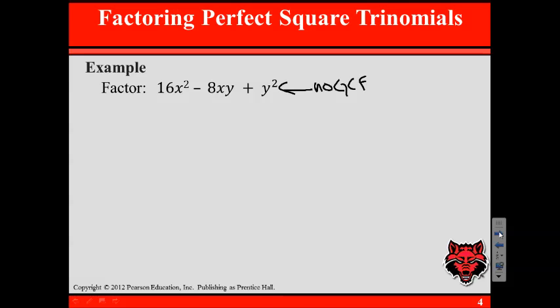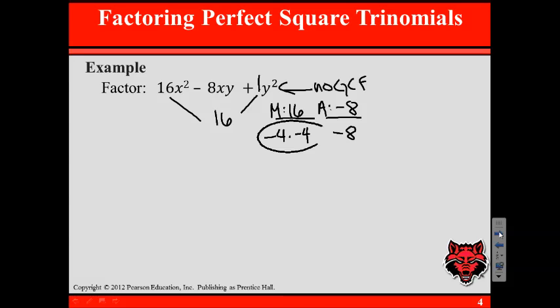Secondly, we multiply the coefficients from the first and the last term. This y squared has a coefficient of 1. So 16 times 1 is 16. We want two numbers that multiply to 16, but that add to the middle term, which is negative 8. Because we have a positive product with a negative sum, our two factors will be negative. We can find that negative 4 times negative 4 is positive 16, and negative 4 plus negative 4 is negative 8. So this is the pair of factors we want to use.